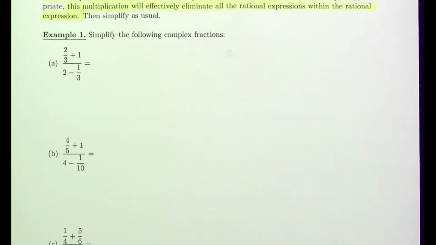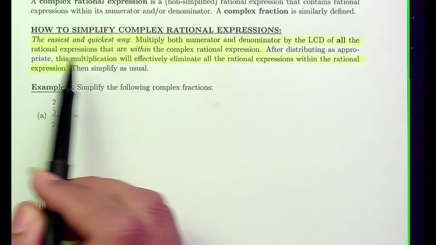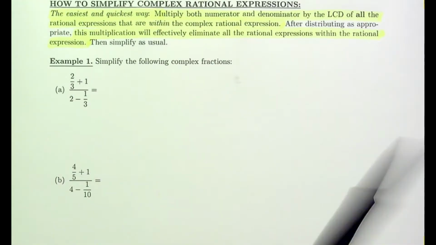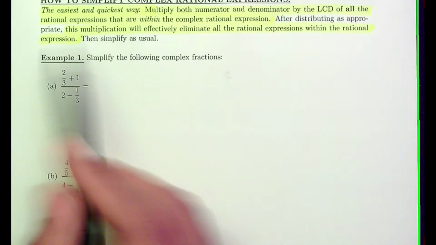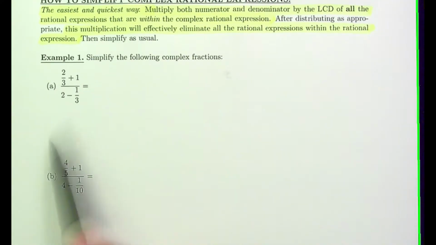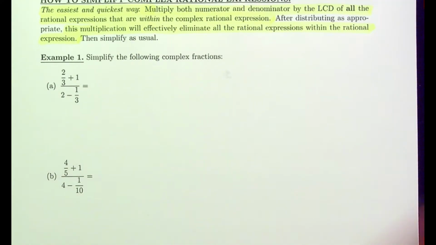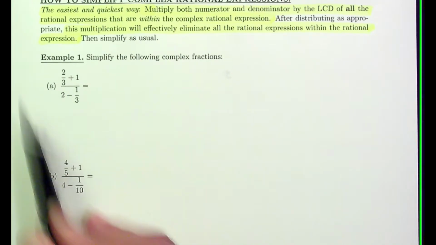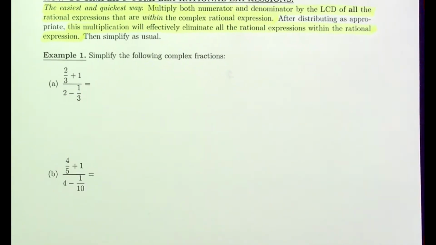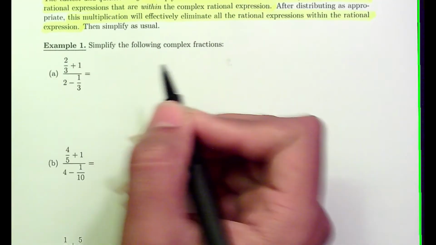So you have 2/3 plus 1, all that over 2 minus a third. Okay. So one way, which is not the easy and quick way, so I'm not going to do it that way, but one way would be to just simplify the top first, then simplify the bottom, and then simplify the fraction as a whole. So you'll be simplifying the top, you'll be simplifying the bottom, and then simplifying the whole thing. So it's like 3 simplifications involved. But if you just do this trick, you save a lot of time and effort.